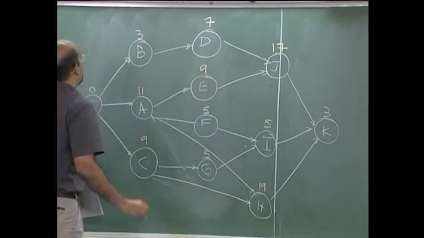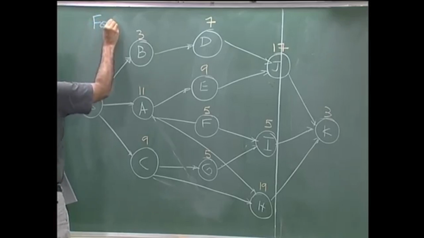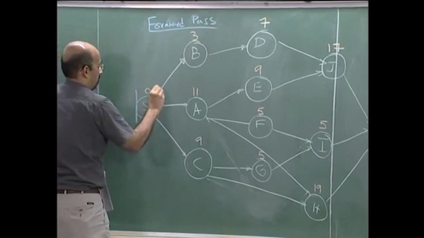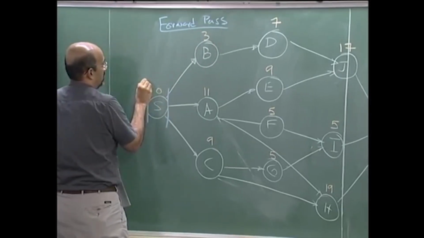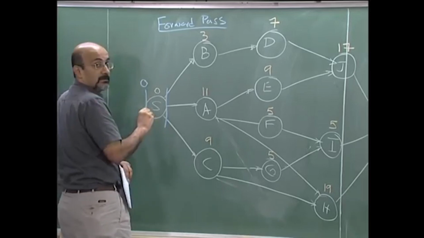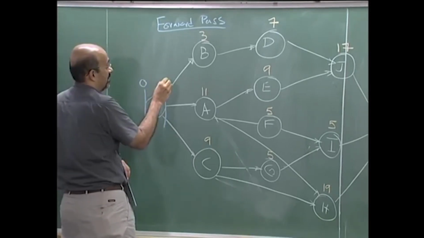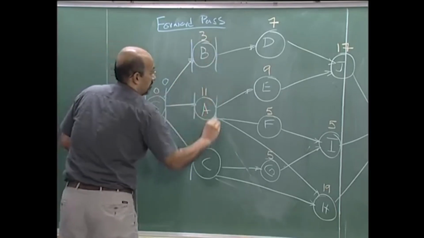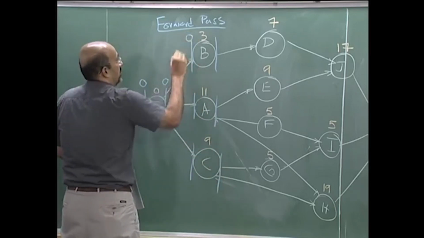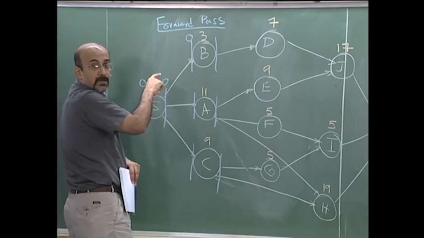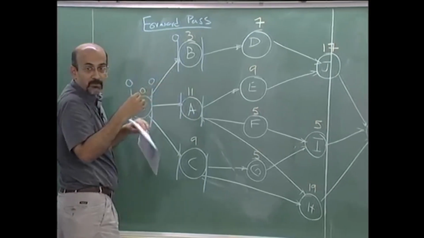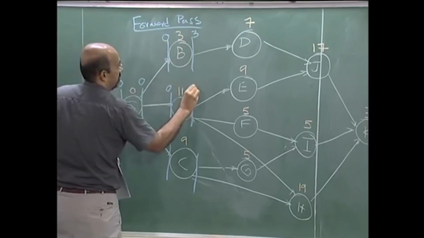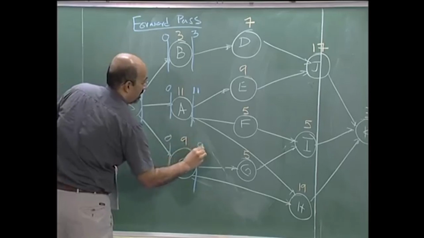Okay, so what is our first task? The forward pass. We are familiar with the terminology. So this is calculating the early start and early finish; 0 is the early start. Now we go to the successors, and remember the 0 here and the 0 here are different points of time, but one is finishing, the other starting. So here we have 0, 3, 0, 11, 0, 9.